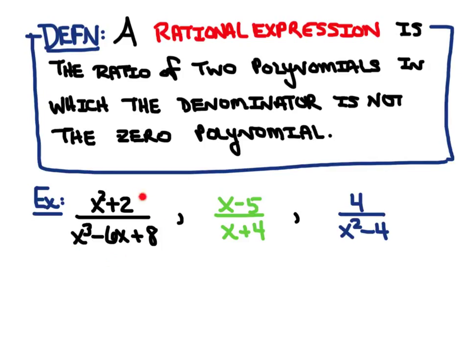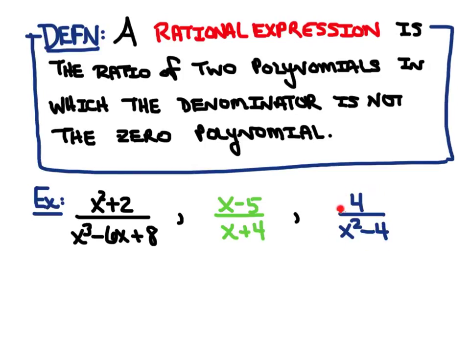X squared plus 2 over x cubed minus 6x plus 8. This is a polynomial in the numerator. This is a polynomial in the denominator. This is not the zero polynomial, so we have ourselves a rational expression. The same can be said about x minus 5 over x plus 4 and 4 over x squared minus 4.